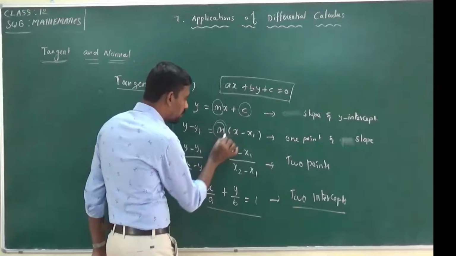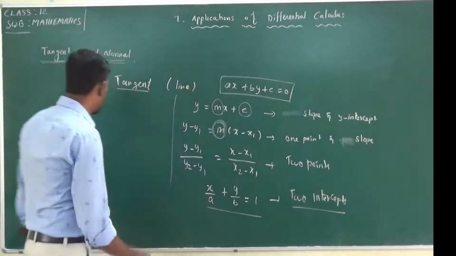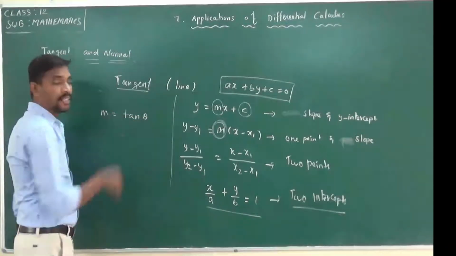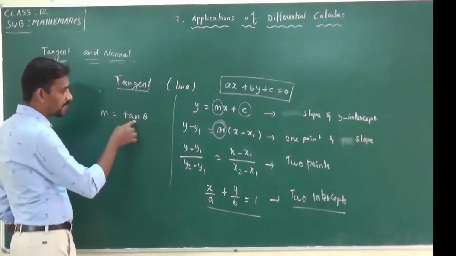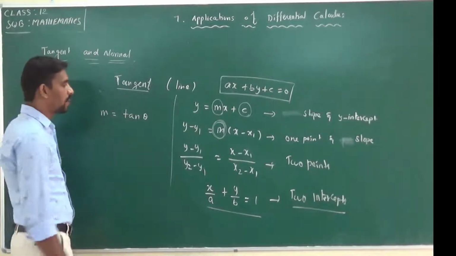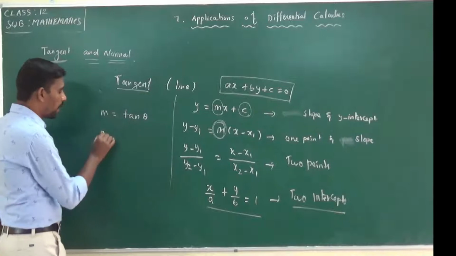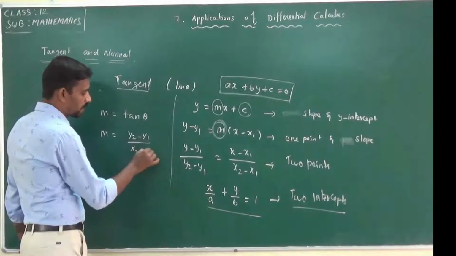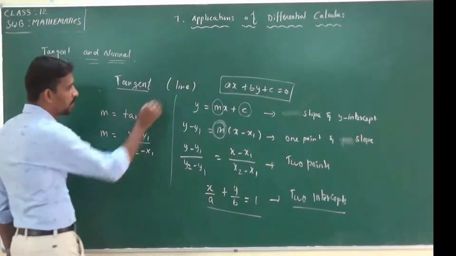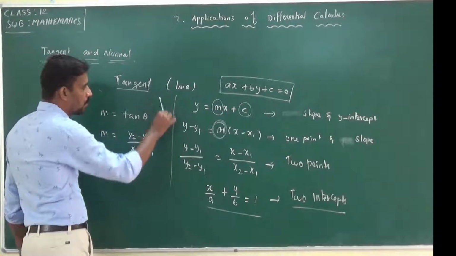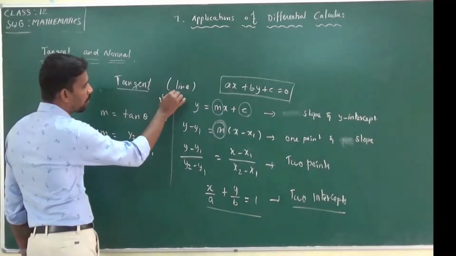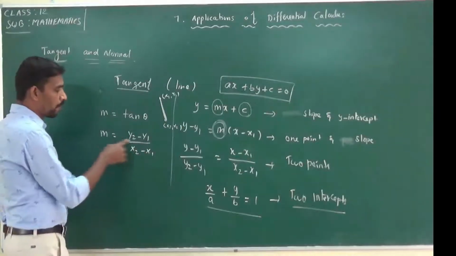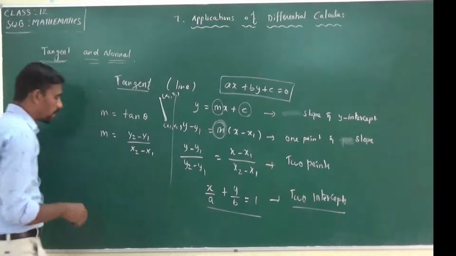Now, we have to study about slope, right? We know very well slope m is tan theta, that is the tangent value of the angle of inclination with the x-axis. And another one, m is equal to y2 minus y1 divided by x2 minus x1, when the 2 points are given. This is a point x1 comma y1, and this one is a point x2 comma y2. When the 2 points are given, we find the slope by y2 minus y1 divided by x2 minus x1.